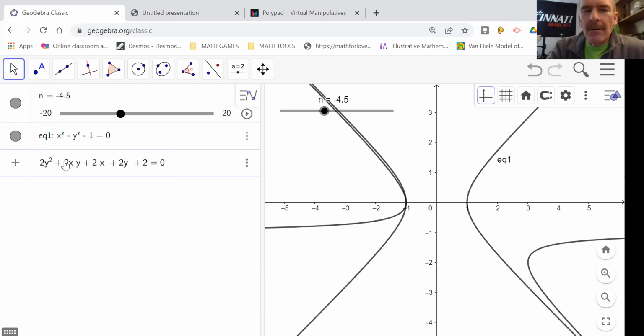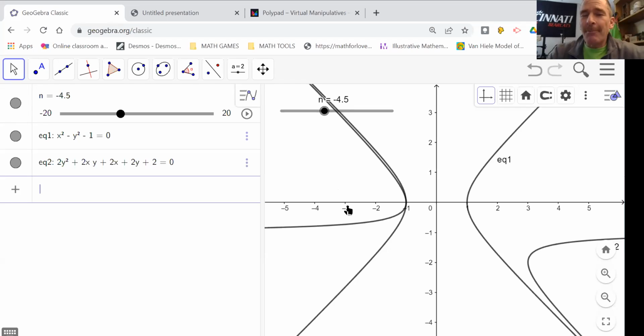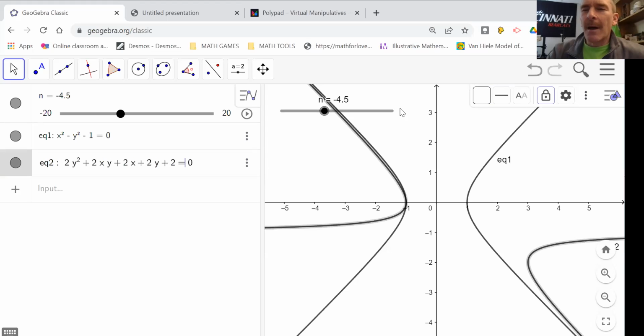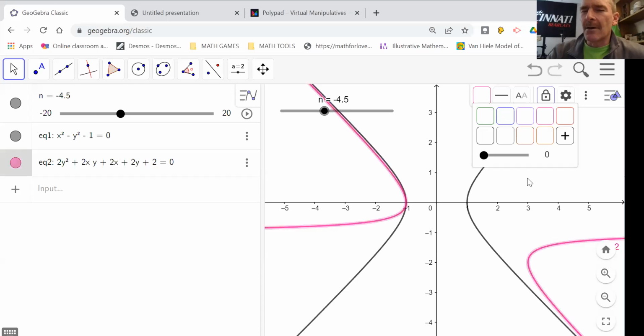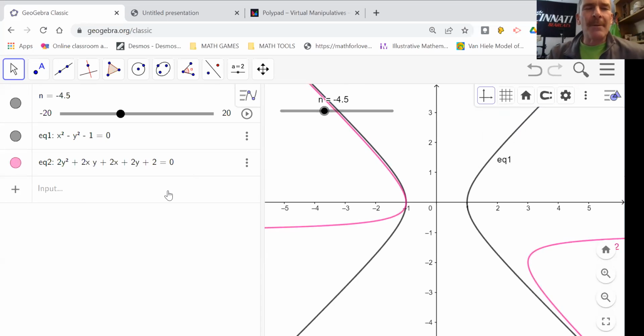And look at this. I don't know what's happening. Is that a hyperbola tangent to another hyperbola? Oh my goodness gracious. Let's select this and change its color so we can really see what happens. Now let's include our slider.